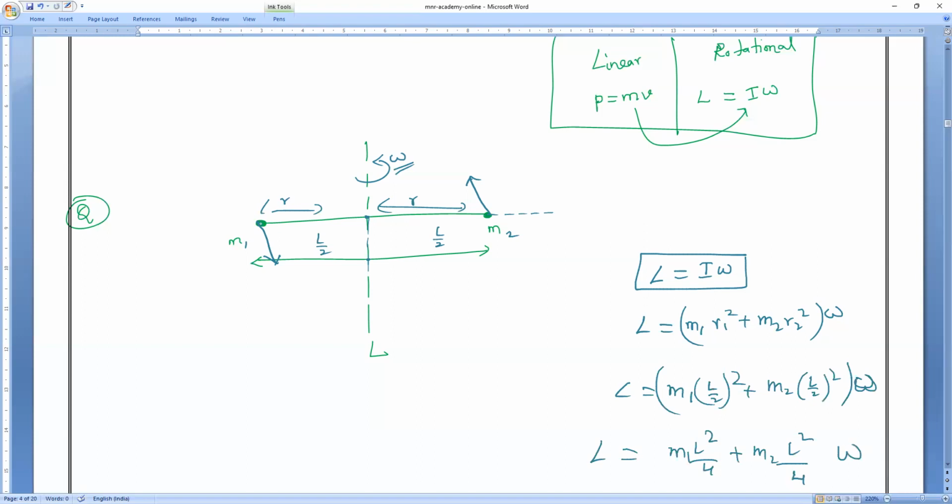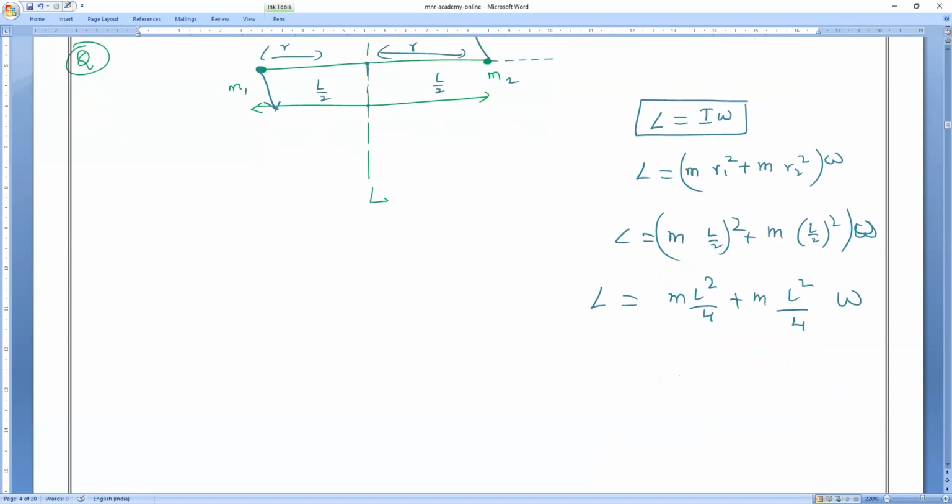So both masses are same. So I can replace M1 and M2, both are same, so I'll replace M and M. Both masses are equal masses. So now tell me what will happen, everybody? It will become L is equals to 2ML square by 4 into omega. So 2 ones are 2, twos are 4.